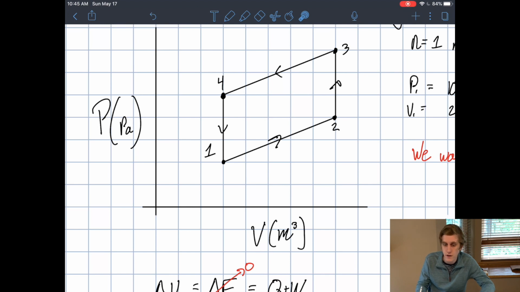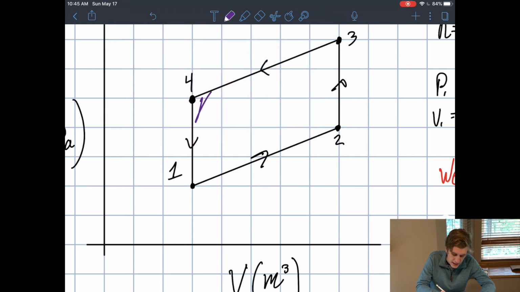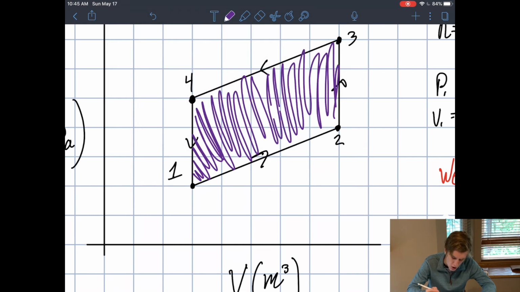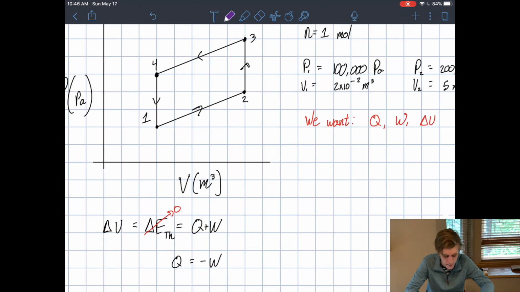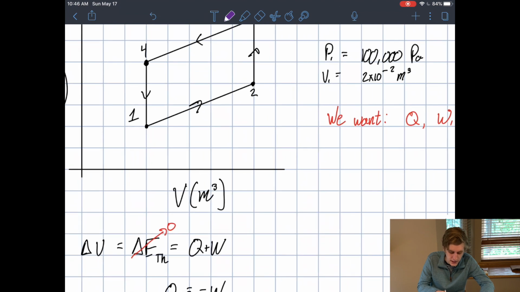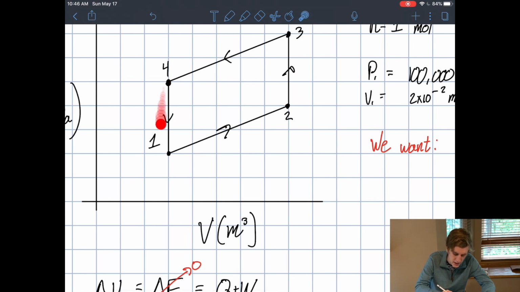What will be left over? Well, for a cycle, it turns out that what's left over is just the area inside the shape. So all we have to do to calculate the work done is calculate the area inside this shape. I've drawn this as a parallelogram to make calculating its area easy. The area of a parallelogram is very similar to the area of a rectangle. It's just equal to its height multiplied by its width.